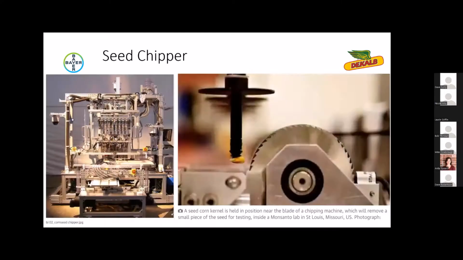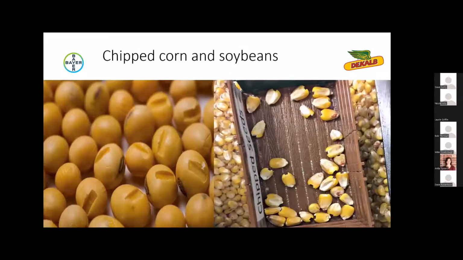If we look at the actual picture of the seed chipper, this is technology that was designed by Monsanto engineers 10 or 15 years ago. It takes a single individual seed, as in the right-hand picture there, holds it in position, and a small piece or chip is taken out of that kernel for evaluation. In the resultant seeds, you can see just a little notch is taken out of that soybean seed or corn kernel.